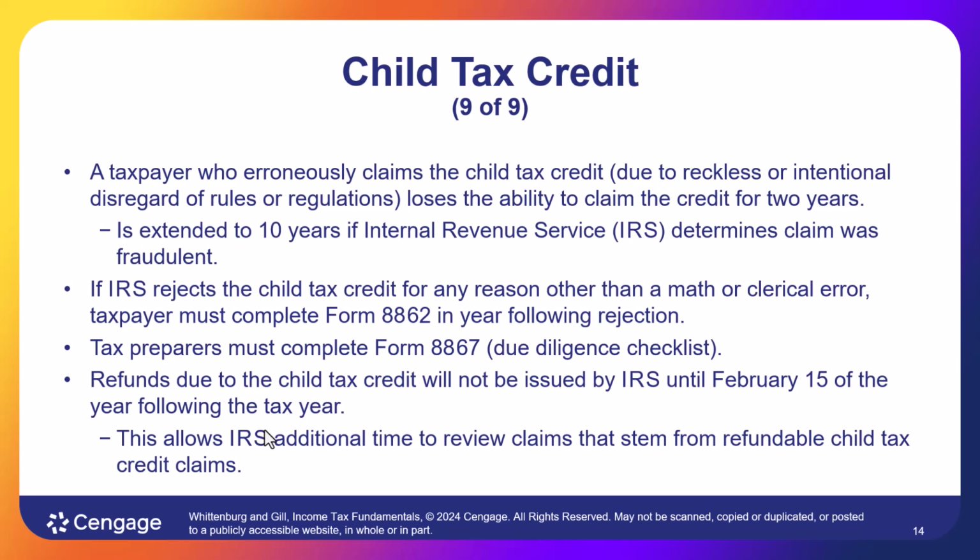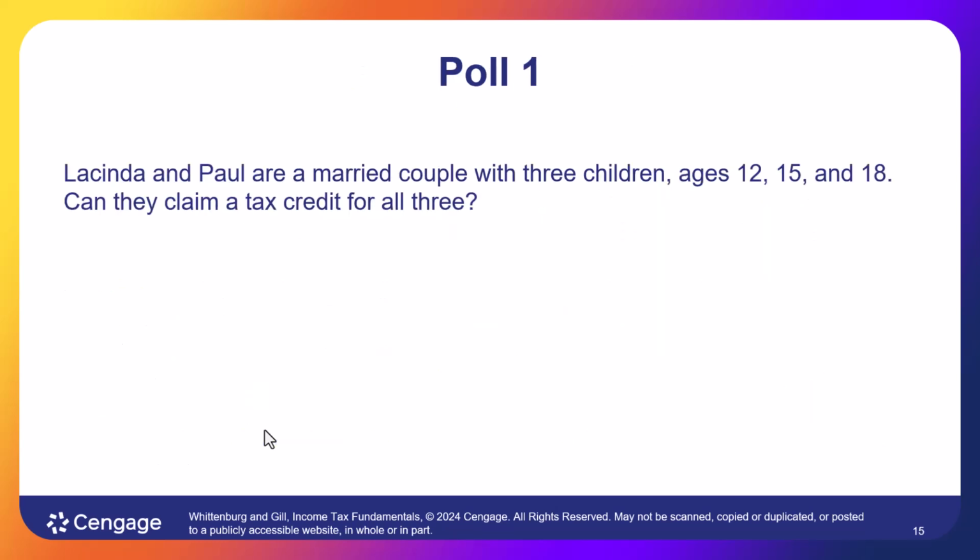If the IRS rejects your child tax credit for any other reason other than a math or clerical error, the taxpayer must complete a Form 8862 in the following year after the rejection. Taxpayers must also complete an 8867 due diligence checklist. Tax preparers, this is to make sure that you're not claiming fraudulent child tax credits. Refunds due to the child tax credit will not be issued until after February 15th of the following tax year. This is allowing the IRS to review this more carefully or put in safeguards, right?